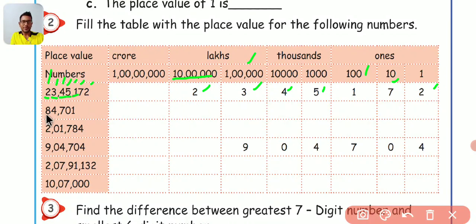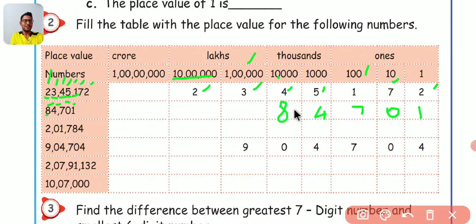So what is the place of 8? Ones, tens, hundreds, thousands, 10,000. 8 is in 10,000 place. So in the thousands period, which one is 10,000? This is 10,000. So you would write 8. After that you can write the remaining numbers. 4 7 0 1.